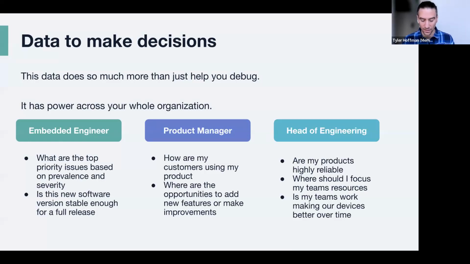Product managers are tracking: are the customers happy? Are there ways to improve the product over time? Are there things that are particular pain points? The head of engineering is going to be looking at: are my engineers spending their time wisely? Are we prioritizing enough or the right issues? Is that crash that we're working on only happening on the CEO's device, or is it happening on all of our customers' devices? And is that the right issue to be working on? Memfault can help paint a picture for all of this.